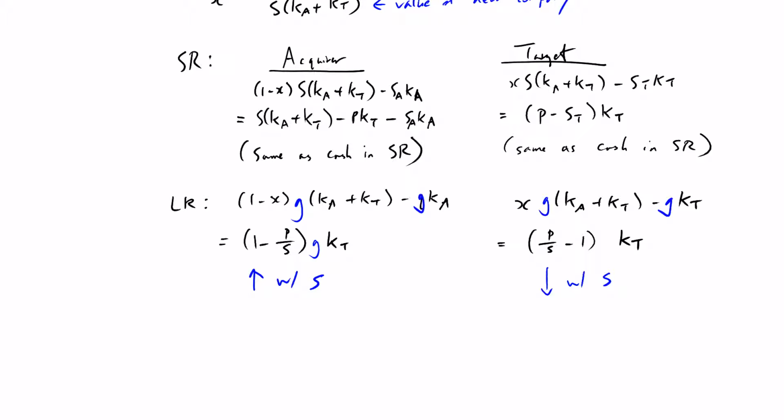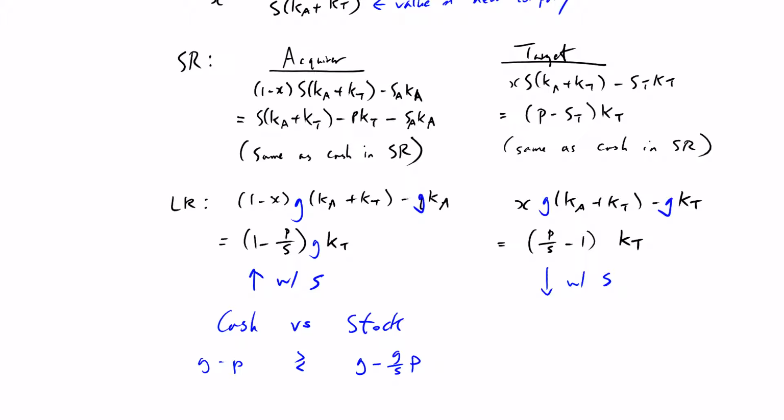If you compare the two, in one case you have G minus P times K_T. In the other case, you have G minus G over S times P times K_T. So for the acquirer, cash versus stock comes down to whether G minus P is bigger or smaller than G minus G over S times P.